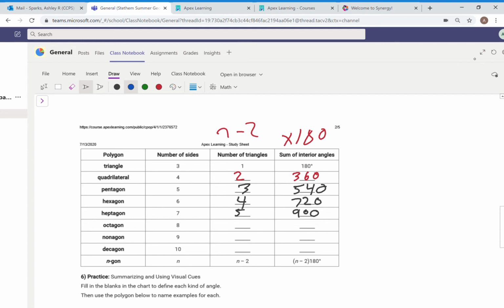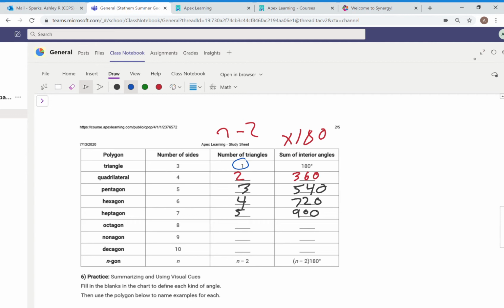If I take a triangle, I know it has 3 sides. I take my number of sides, 3, minus 2, well, that gives me my 1. Times 180 is 180. A quadrilateral, a square, something like that, it's 4 sides. 4 minus 2 is 2, times 180 is 360. And I'm going to continue on with this pattern.